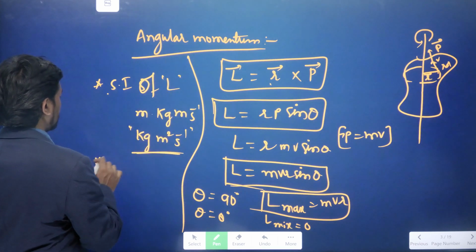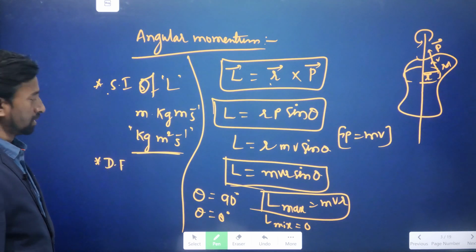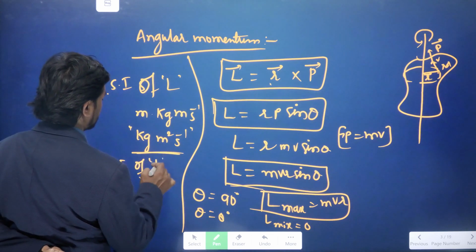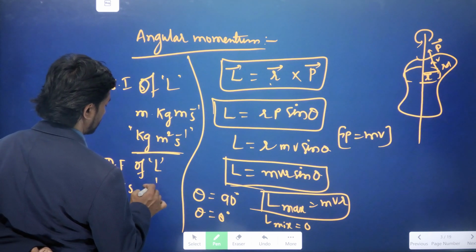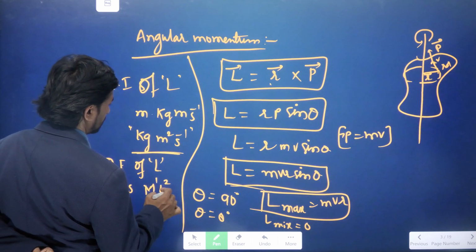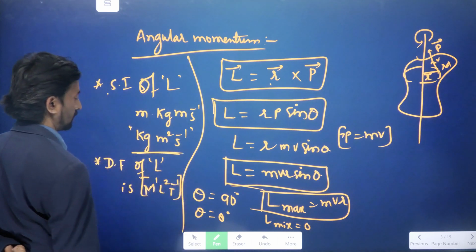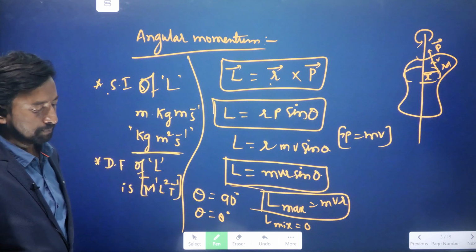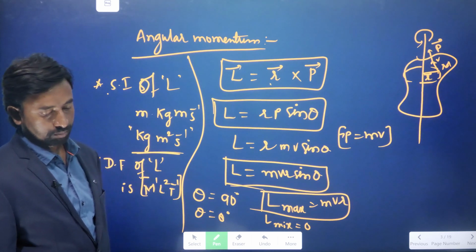Next we can add the dimensional formula of L. The dimensional formula for L is M power 1, L power 2, T power minus 1. That is the dimensional formula of the angular momentum.